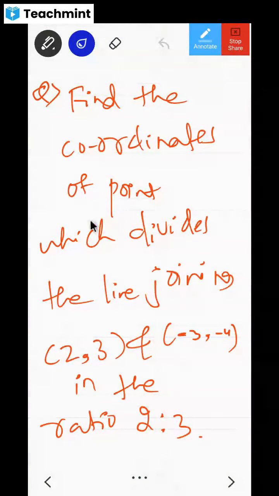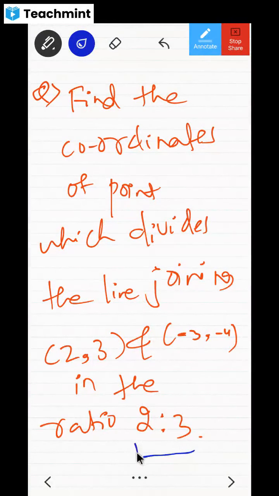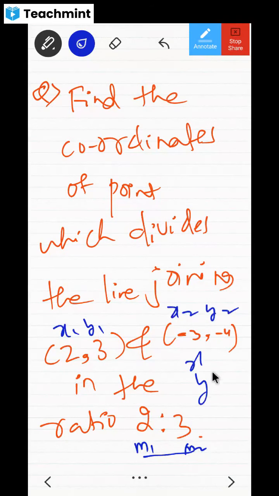Find the coordinates of the point which divides the line joining (2, 3) and (-3, -4) in the ratio 2:3. So this is clear to you. You will consider this as m1 and this as m2, and these points as x1, y1 and this as x2, y2. You know the formula for x and y: x equals (m1 x2 plus m2 x1) divided by (m1 plus m2), and y equals (m1 y2 plus m2 y1) divided by (m1 plus m2). So you are going to do that.